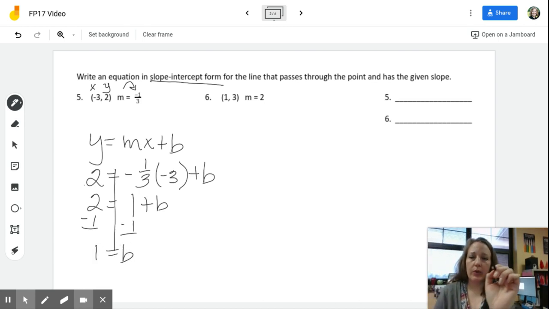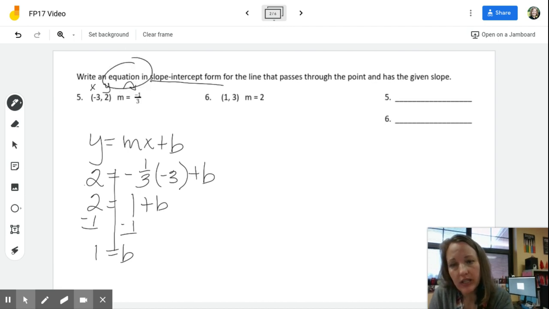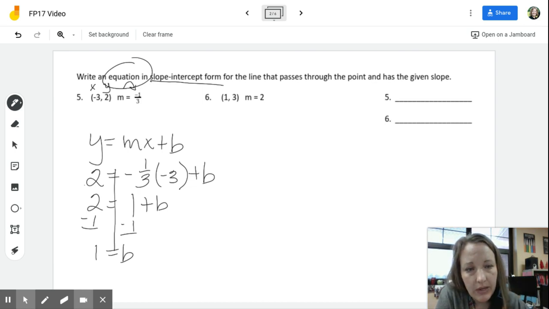So some of you, when you're doing these, you think that 1 is the answer, or b equals 1. But that's not what the question is asking. It says write an equation. We need to write an equation. So we're going to use slope-intercept form. And so my answer is going to be y equals mx plus b. Negative 1/3 x. And it's a positive 1, so it is plus 1. And that's my slope-intercept form with a point and the slope.